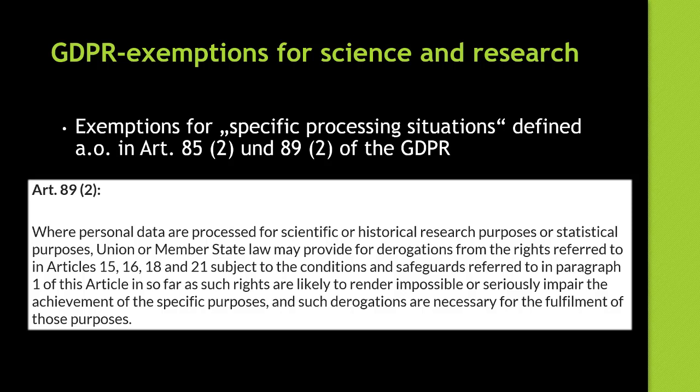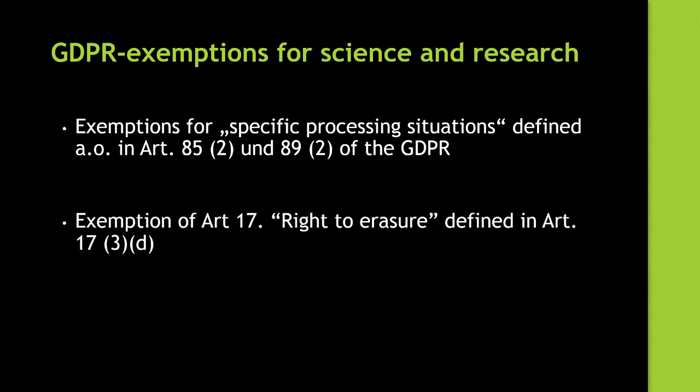In concrete terms, this means that certain rights of the data subjects cannot be applied if the research purpose for which the data was collected, for example, a study that is based on the personal data of data subjects, can no longer be fulfilled. Although it is not explicitly mentioned in Article 85 or 89, Article 17, the right to erasure or the right to be forgotten, is also affected by these exemptions. This information can be found in Article 17 itself, under paragraph 3d.